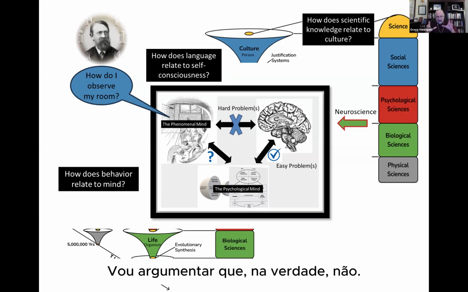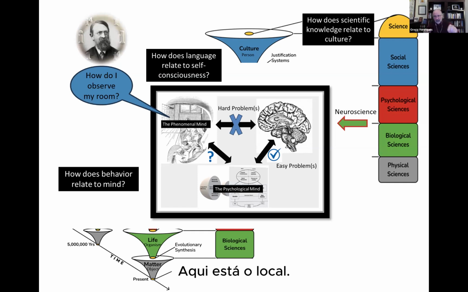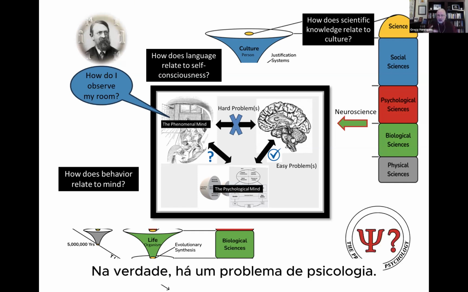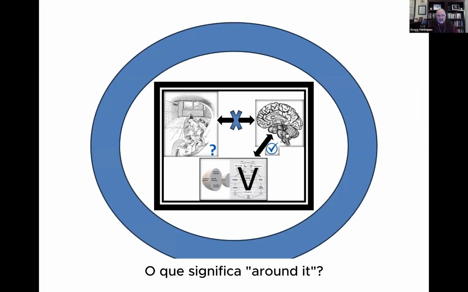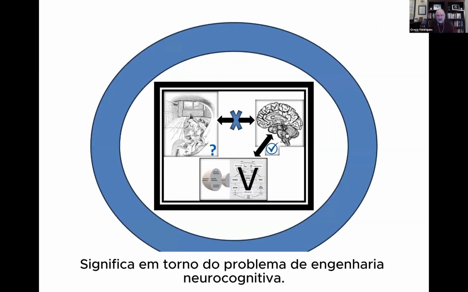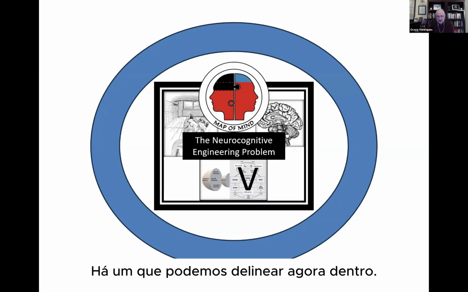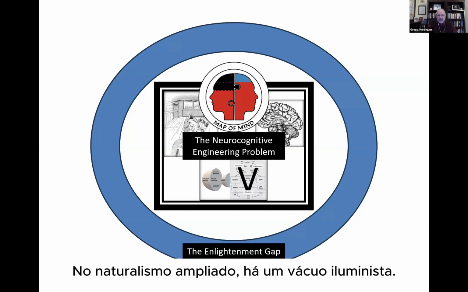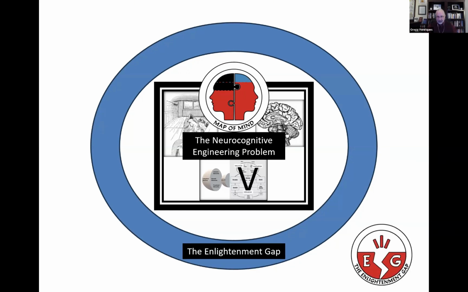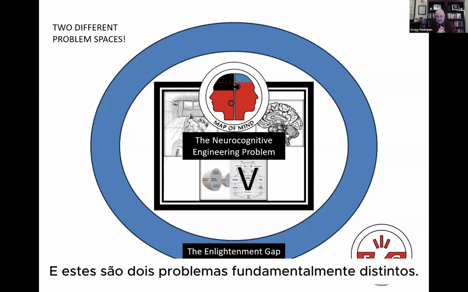I'm going to argue that no, it isn't the case that we can just specify, oh, here is the location. In fact, there is a problem of psychology, a problem of cognitive science, that says there isn't a clear articulation of the relationship between science, mind, and behavior. There's a whole nest of philosophical questions around it. What does that mean? It means that around the neurocognitive engineering problem, which we can delineate now with the lens of extended naturalism, there is an enlightenment gap. And these are two fundamentally different problem spaces.